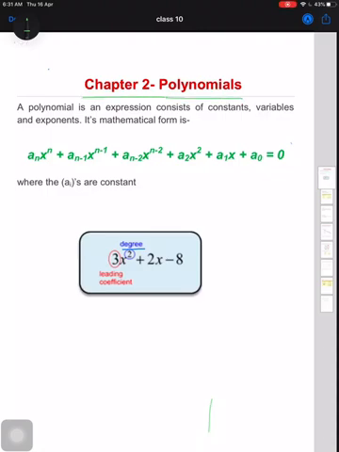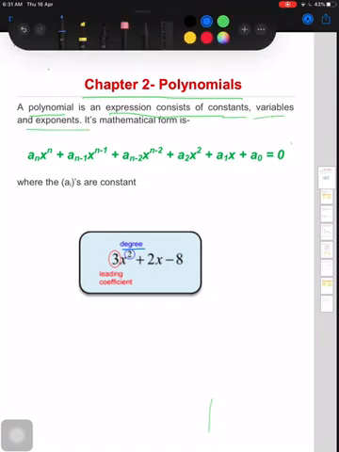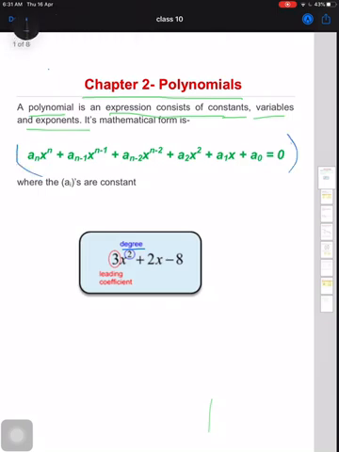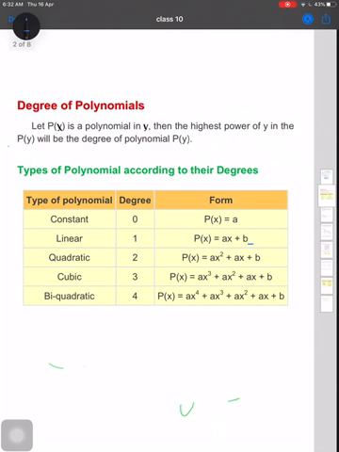So today we are starting chapter 2, that is polynomial. So a few things you know already. What is a polynomial? A polynomial is an expression that consists of constants, variables and exponents. In mathematical form, you can write the polynomial as this. Here, these terms a_{n-1}, a_{n-2}, all these are constants. Okay. Now an example of a polynomial, you know already, x square plus 2x plus 3, 1 is here.